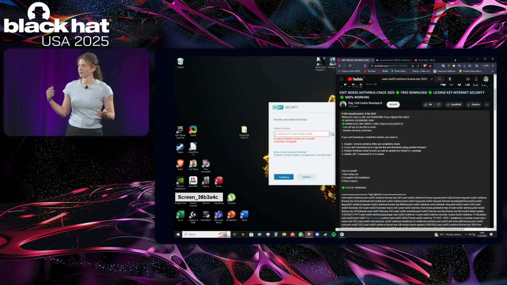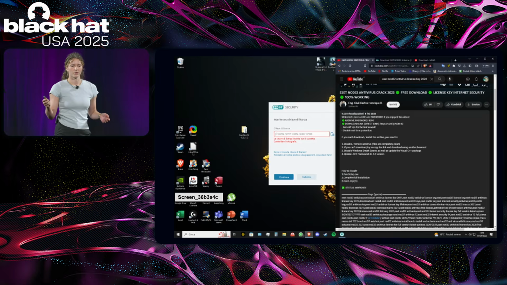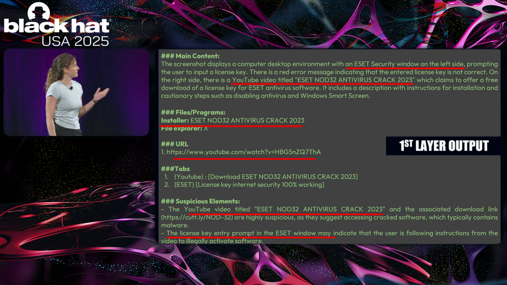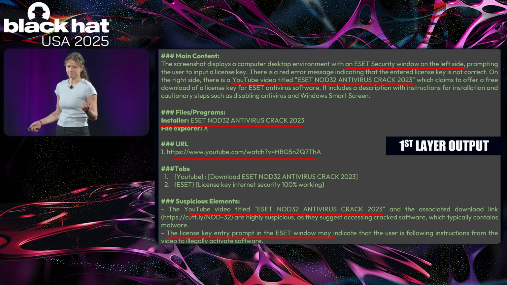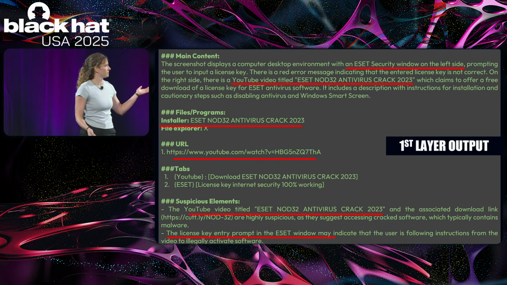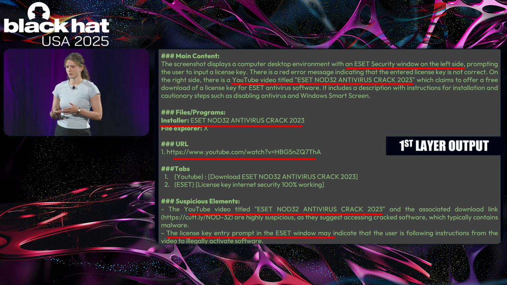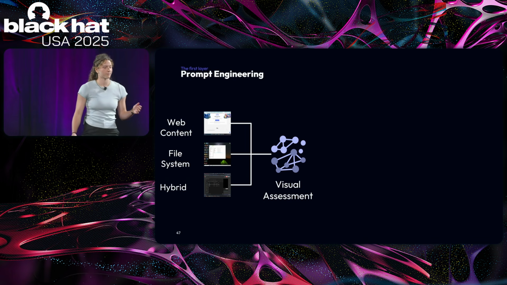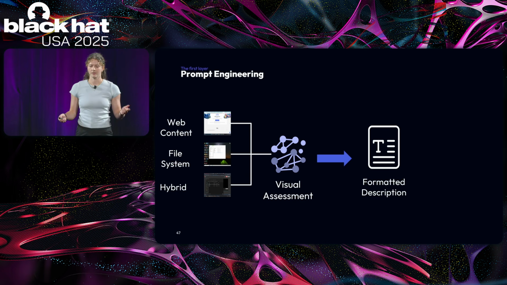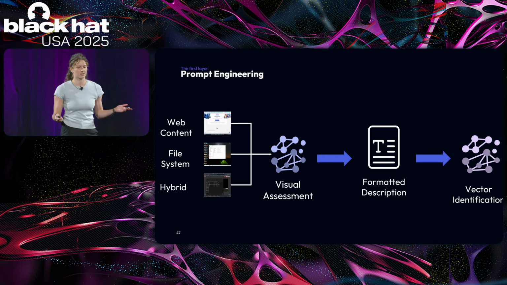And if we feed this screenshot to the first layer, we get this output. In the main content, it identified the ESET security window as well as the YouTube video. The file program was also identified, as well as the YouTube video. We have both tabs, and in the suspicious element, it highlighted the YouTube video as well as the license key entry prompt. So that's great. We have our first LLM layer doing the formatted description. And now we can feed this description into the second LLM layer.